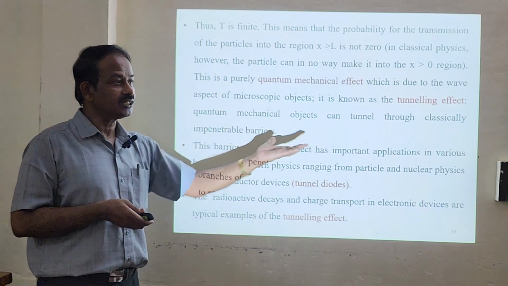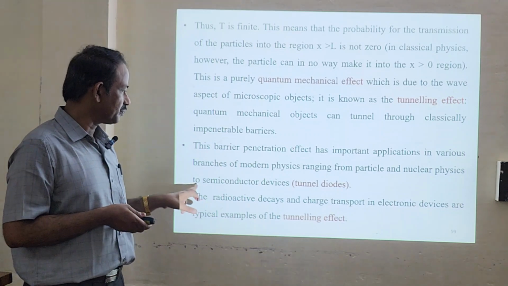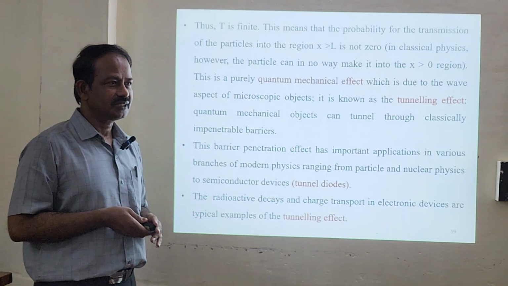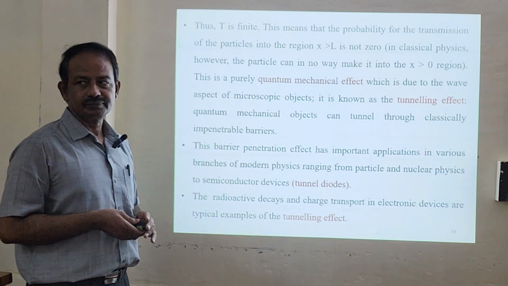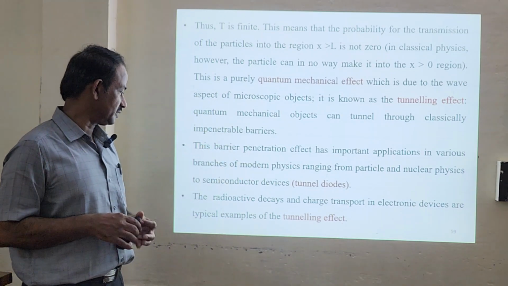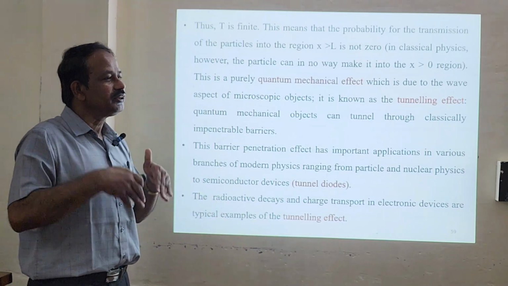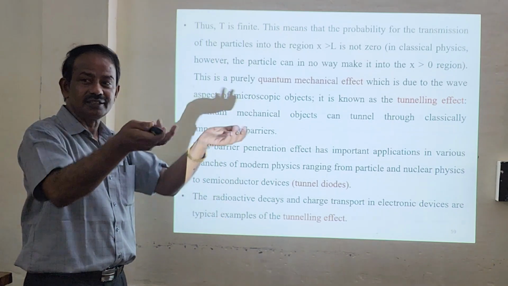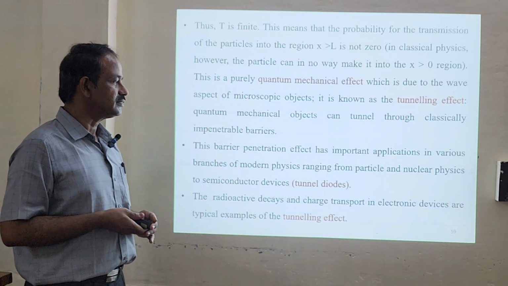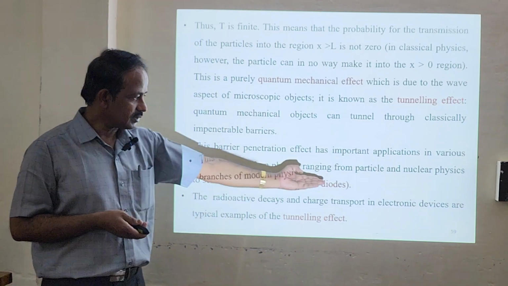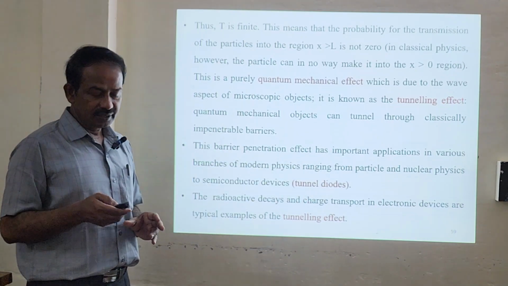For nuclear physics, this is alpha decay, which we discussed right from the beginning. Then semiconductor devices: tunnel diodes, STM. These are the examples we can give for the tunneling effect. Radioactive decays, where a nucleus turns into a new nucleus, and charge transport in electron devices, such as tunnel diodes, are the typical examples of the tunneling effect.